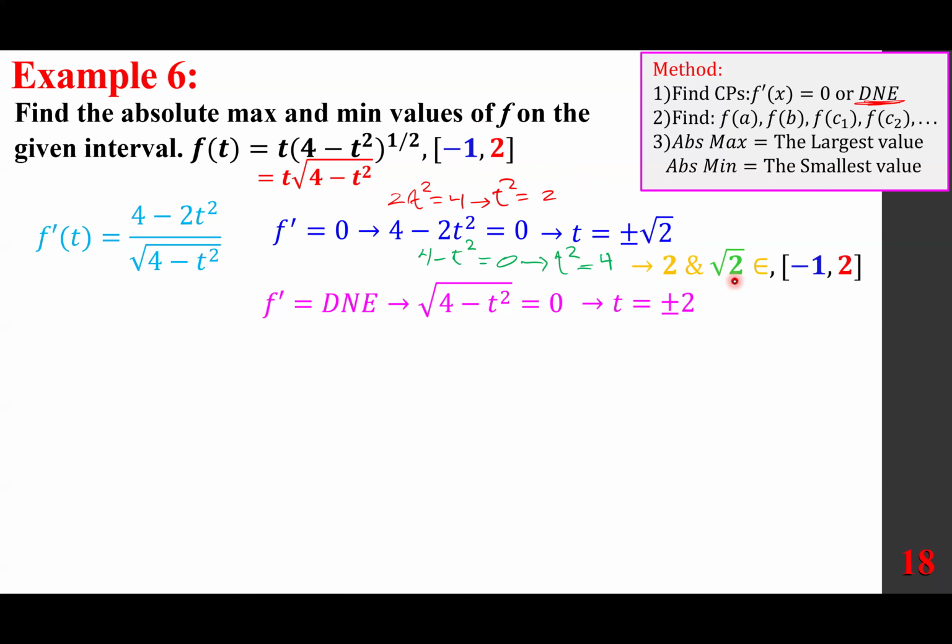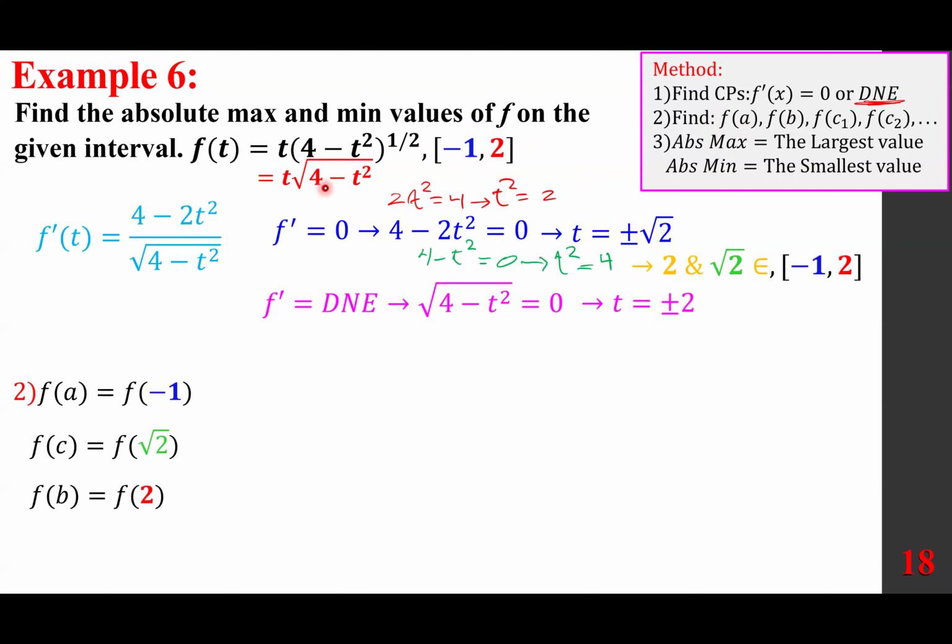So all we have to do, go back to the original function, either in this format or in this format, plug in these 2 points, plug in negative 1, f of a, plug in 2, f of b, and plug in these 2. Well, 2 is taken care of, plug in also square root of 2, and evaluate them.